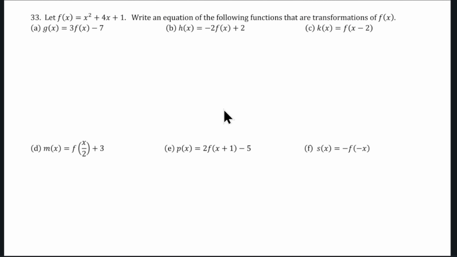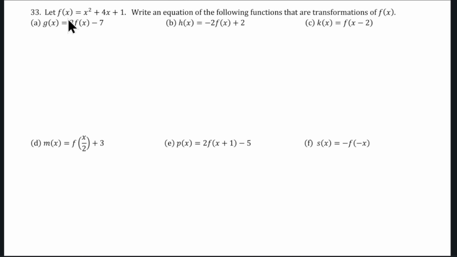Okay, now they're saying that f(x) is this, and asking to write an equation of the following functions. These are transformations of f(x). Well, isn't that pretty straightforward? You just have to plug in the f(x) and then write the h. For example, I'll do b, so that will be minus 2 of, and just plug in that function f(x) and just do the calculation.